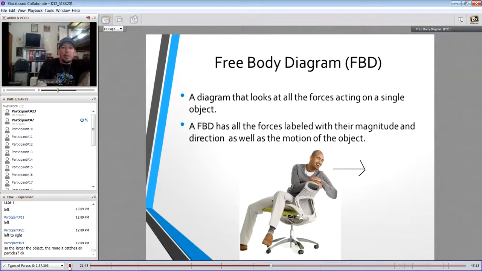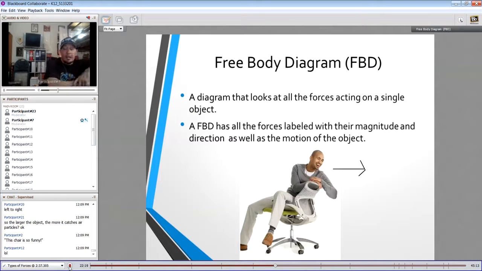Awesome. Nice. So this guy's leaning to the left. We call this applied force. In other words, he himself is making contact with the chair and pushing it, so his force is being applied to the chair. As he leans that way, that's called applied force. I'm going to give you a pen. Go ahead and type applied force right on this arrow, please, so we can label that applied force.